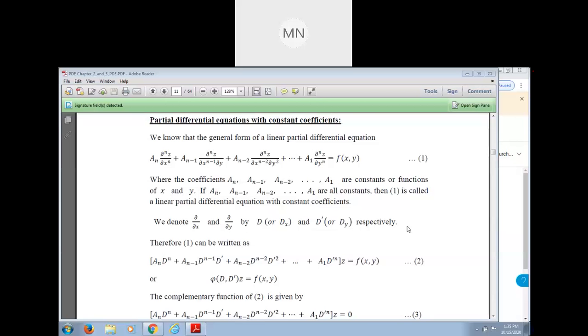So the equation of a first order PDE is F of x, y, z, p, q equals to 0, where x and y are independent variables and z is the dependent variable. p and q are derivatives of z: p is del z by del x and q is del z by del y. Understand? This is the first order PDE.